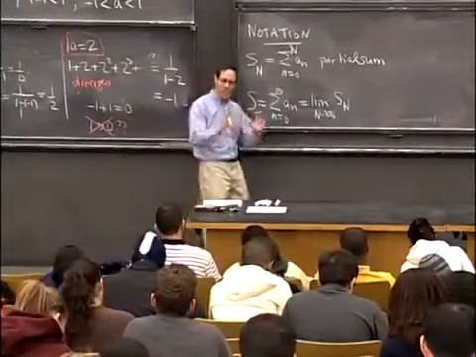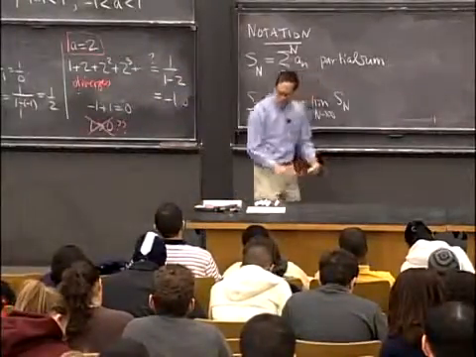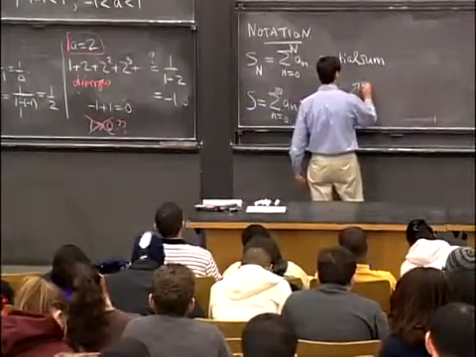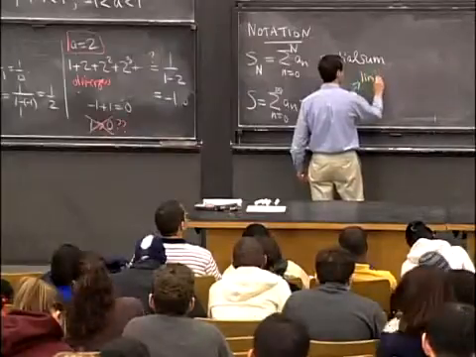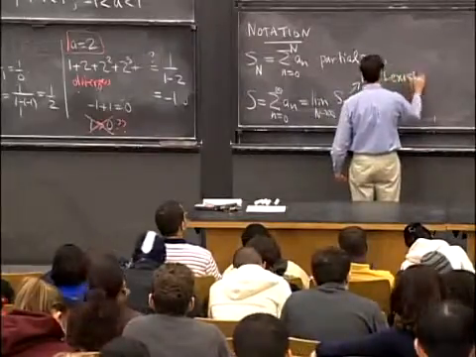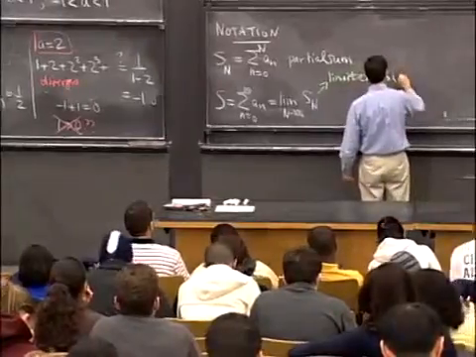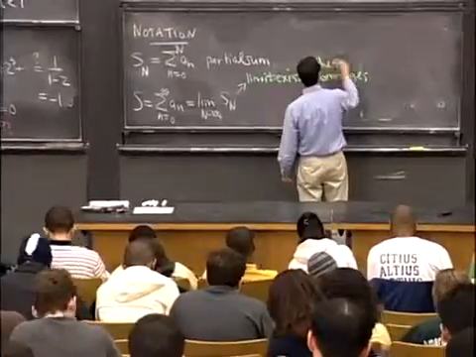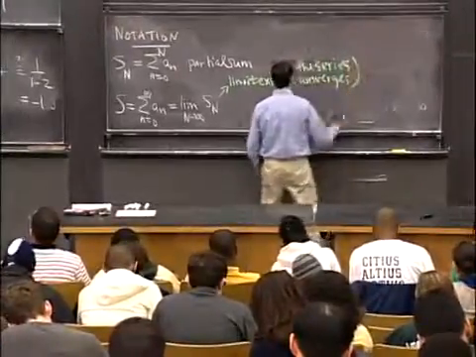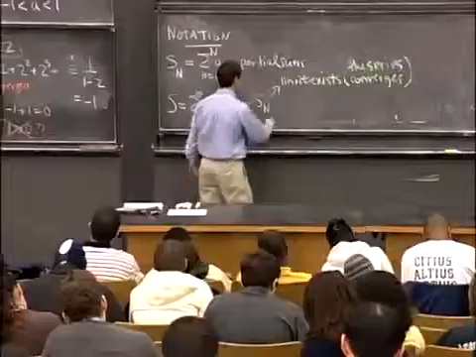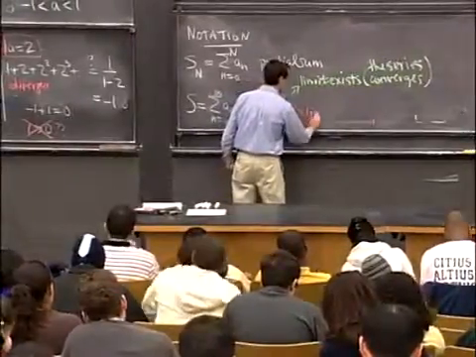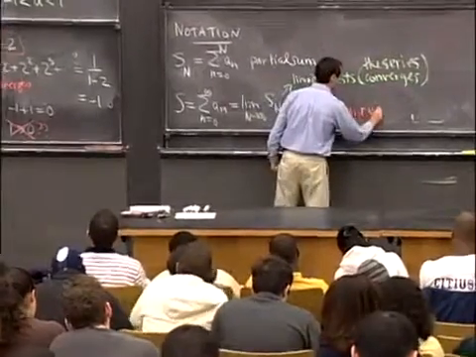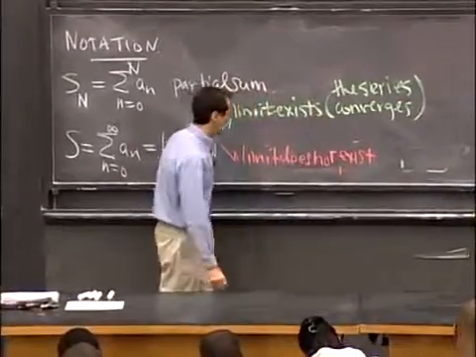And then we have the same kind of notation that we had before, which is that there are these two choices. If the limit exists, that's the green choice, and we say the series converges. And then the other case, which is the limit does not exist, and we can say the series diverges.